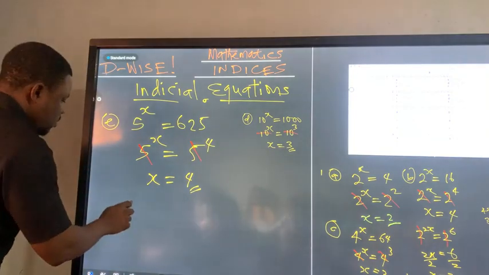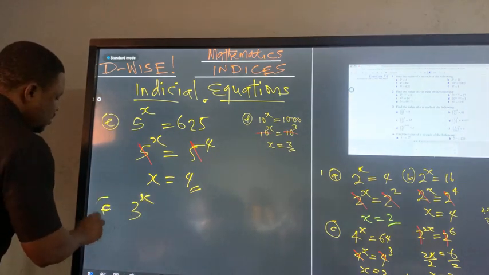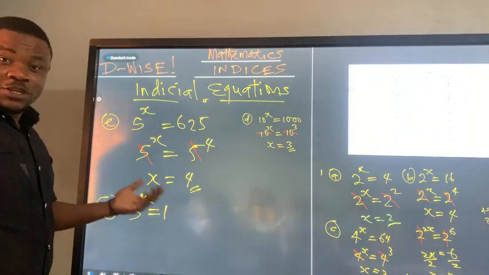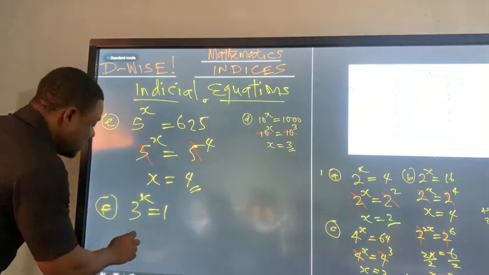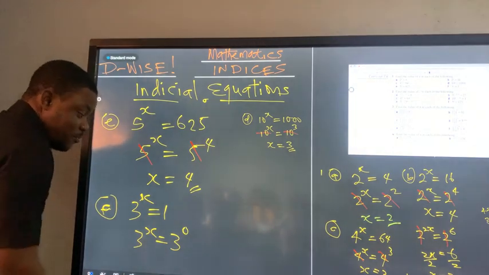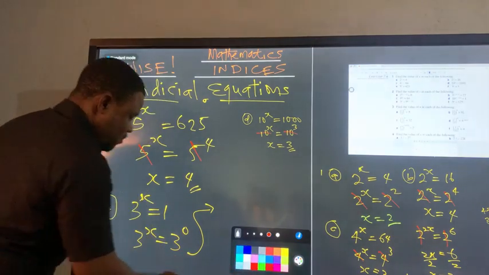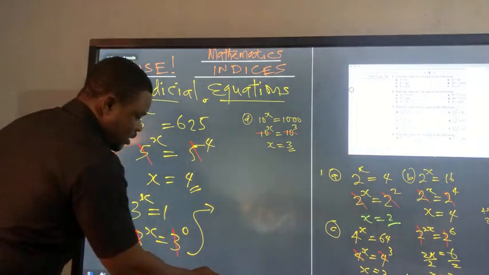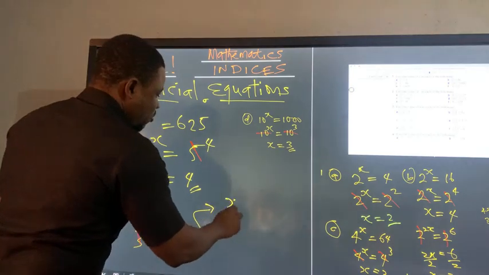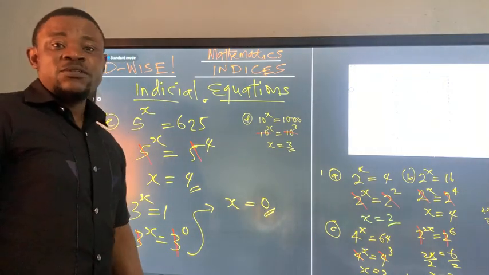Then the last one there, we have 3 to the power of x. This is f, equal to 1. I will say 1 could be anything to the power of 0. So I can have 3 to the power of x equal to 3 to the power of 0. Are you with me? If I take this further, 3 cancels 3, and then x will be equal to 0. Please, x will equal 0. Is that okay? Let's hold on for a while.